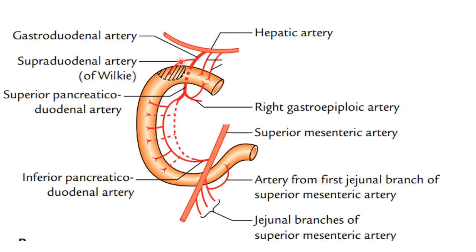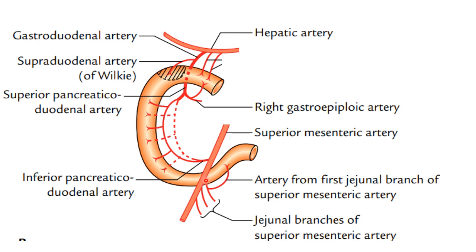The other branches supplying the duodenum are the supraduodenal artery, which is really a branch of the gastroduodenal artery, which in turn is one of the terminal branches of the common hepatic artery. The first 2 cm of the first part of the duodenum is clinically so important because of ulcer formation here that it is supplied by small branches from a variety of sources. Small branches from the right gastric artery, from the common hepatic artery, from the hepatic artery, from the gastroduodenal artery, from the superior pancreatico-duodenal artery, and from the right gastroepiploic artery. All these small branches supply the first 2 cm of the first part of the duodenum.